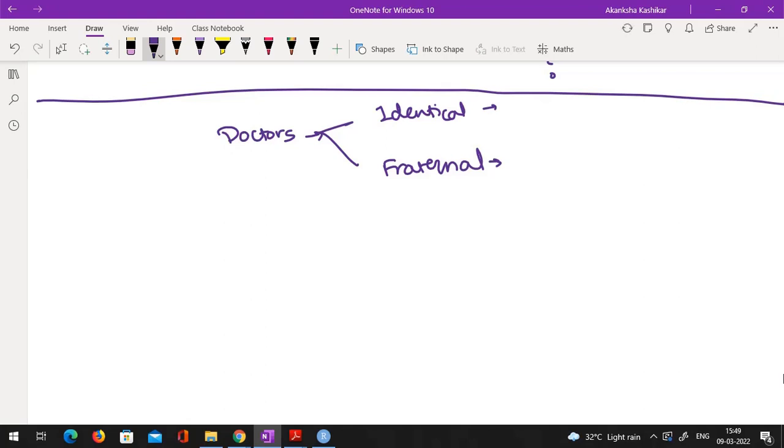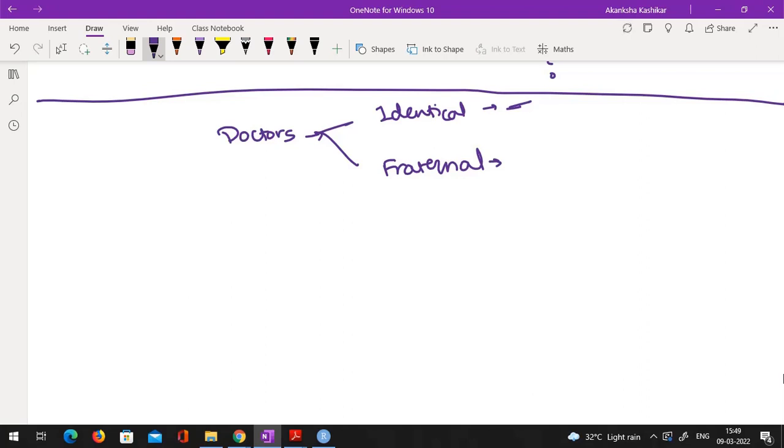So identical twins are basically twins which are conceived from the same egg. They share the exact copy of their DNA, whereas fraternal twins are like siblings, so they don't share their entire DNA. Identical twins are exact copies of each other, and of course that's why identical twins have to be of the same sex. They can't be brother and sister, either two brothers or two sisters.